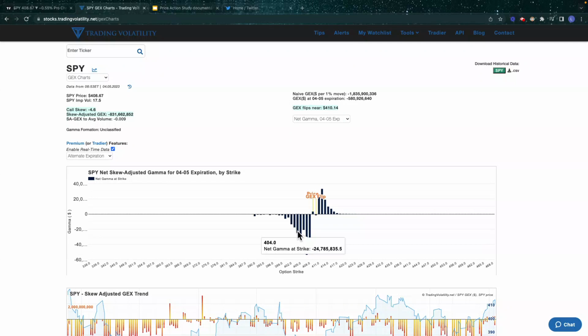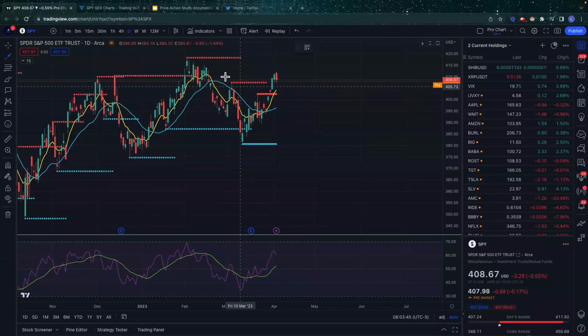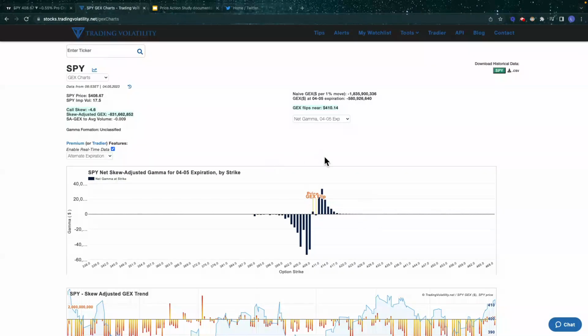So 404, here's the number that we're talking about. We said 405 is a magnet, right? And getting under 405, you can definitely get to 404. This is definitely not foreign to the chart. You see 404 exactly right here at this moving average, guys. So this is what I'm talking about. This is how you can use trading volatility, using real data, to make informed decisions on trading the market.